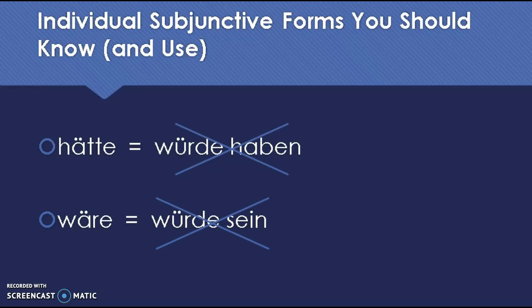If you remember, these are formed based on the past tense, the Präteritum forms of those verbs. So the Präteritum of haben is hatte. We added an umlaut to get hätte. The Präteritum of sein is war. We added an umlaut to get wäre. So our primary three subjunctive verbs that we're going to be using are würde, hätte, and wäre.